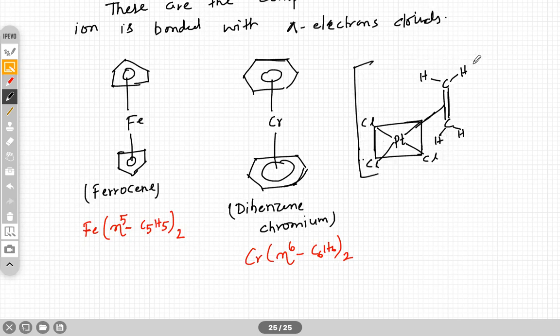This is a complex part, and K plus we have. Okay. The name of this compound is Zeise's salt, we also call it this.